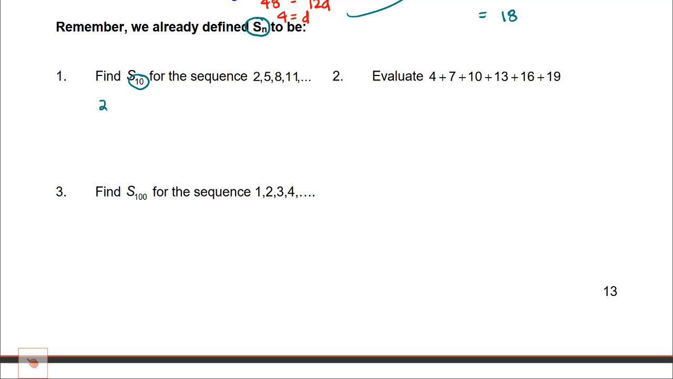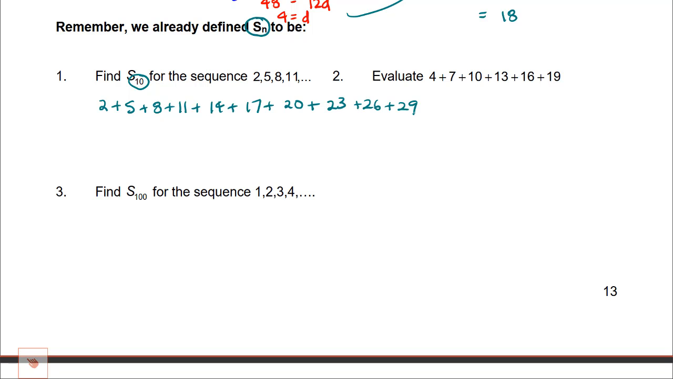We're going to add the sum of the first how many terms? 10. So 2 plus 5 plus 8 plus 11 plus who? 14 plus 17 plus 20 plus 23. Are we done yet? 1, 2, 3, 4, 5, 6, 7, 8, 9, 10. Is that right?